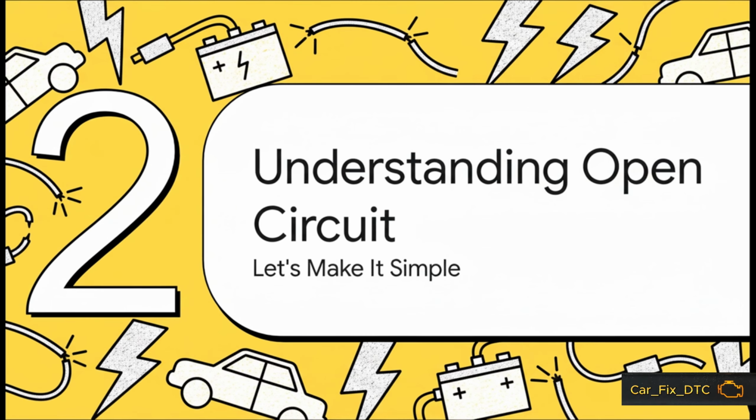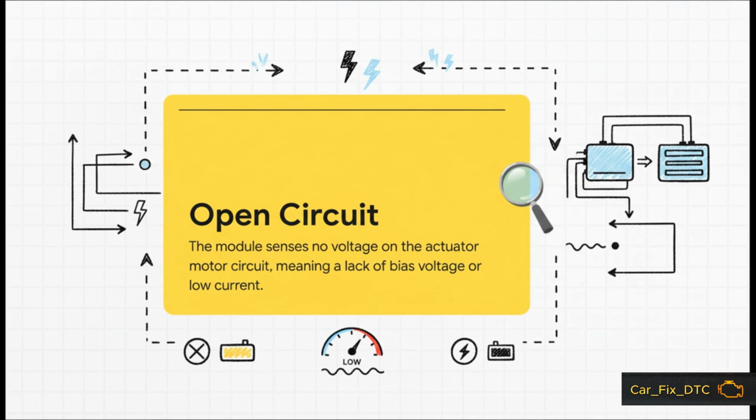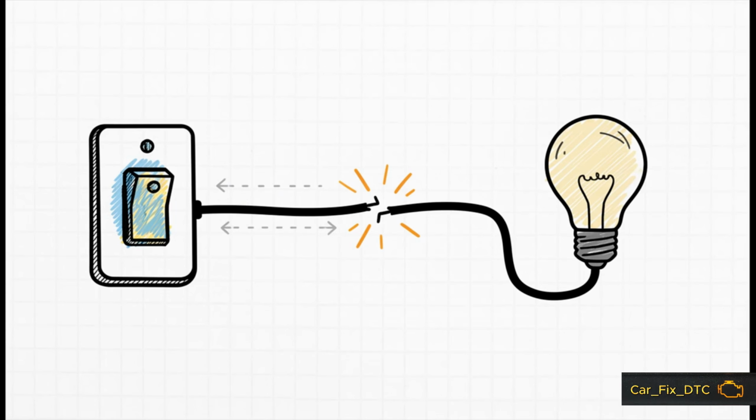So let's break down what it actually means for your car. The technical version is this. Your car's main computer, the module, is trying to send power down to that damper motor, but it's getting total radio silence back. It's not sensing any voltage on the circuit. This could be because of something called a lack of bias voltage, or maybe just a super low flow of electricity. But here's an even simpler way to think about it. Imagine you flip a light switch in your house, but somewhere in the wall, the wire to the light bulb is just cut. The electricity has no path to get there, right? The circuit is open, and because of that, the light bulb is never going to turn on. That is exactly what's happening with your damper motor.